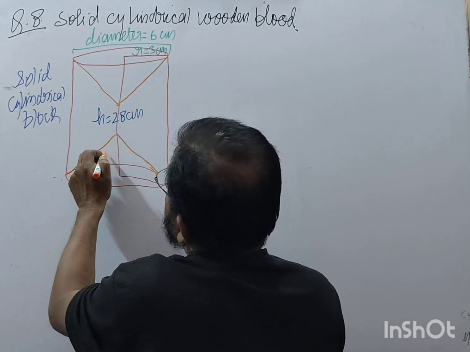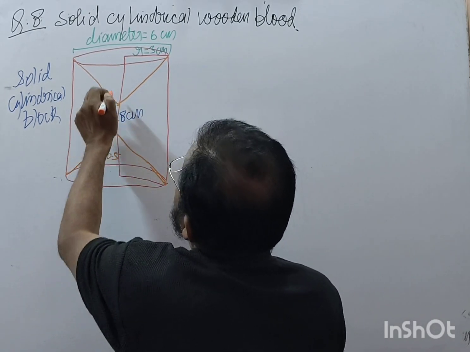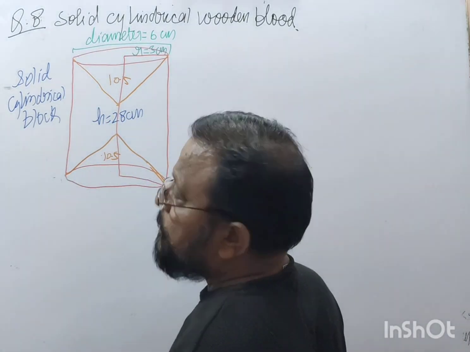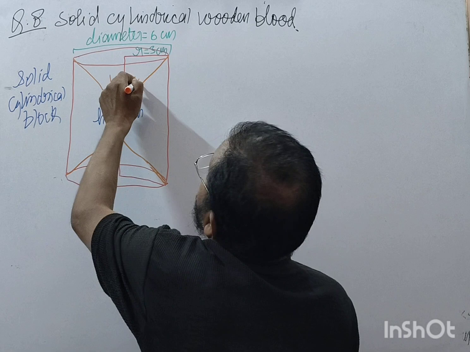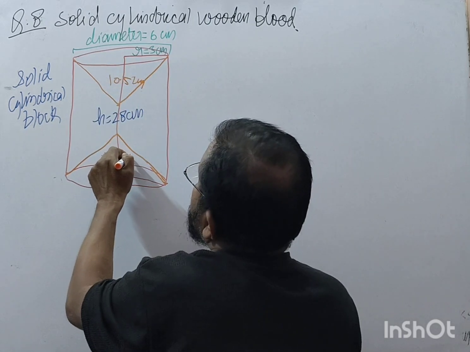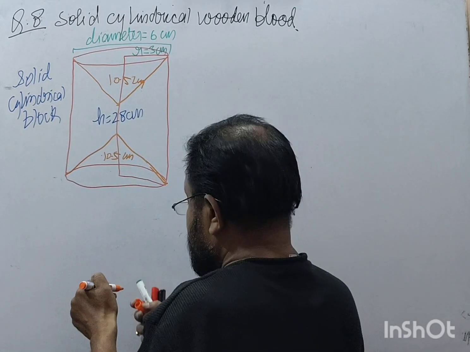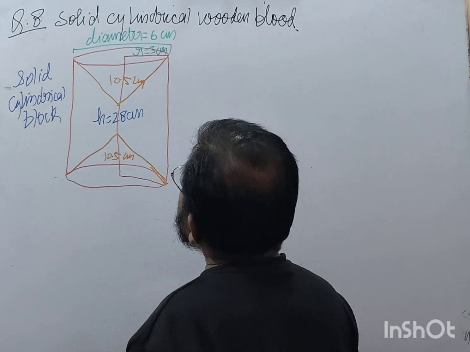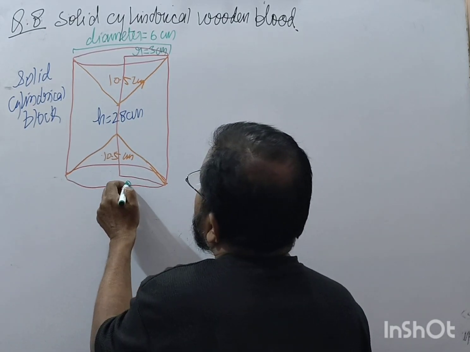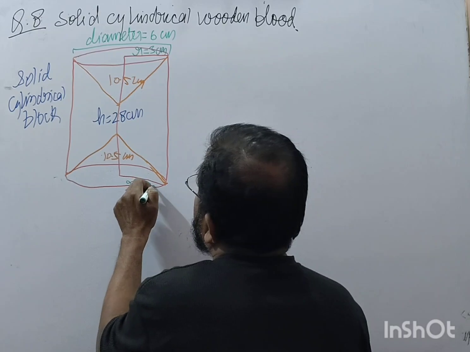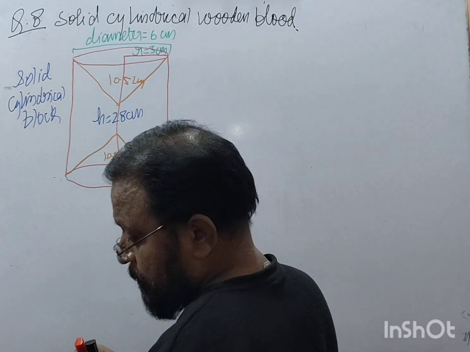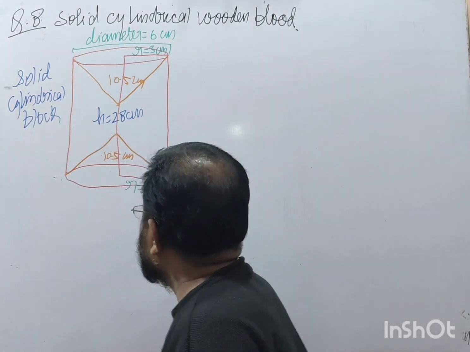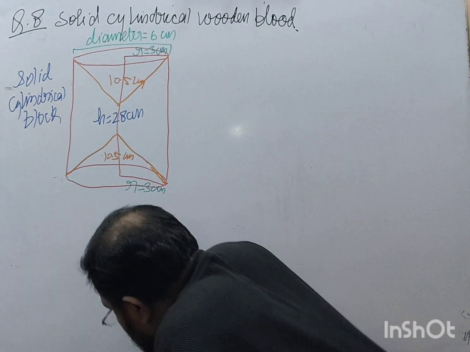Like this. So this is 10.5 centimeter, this is also centimeter, and the radius is 3 centimeter. Okay, so what do you have to find? Volume of the remaining solid.